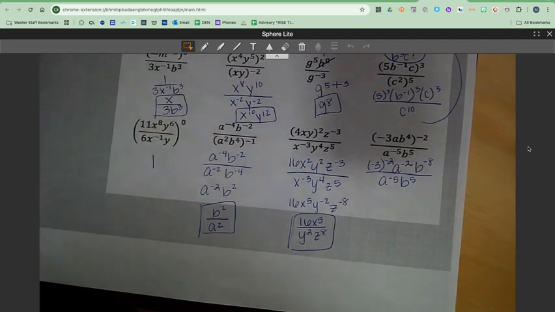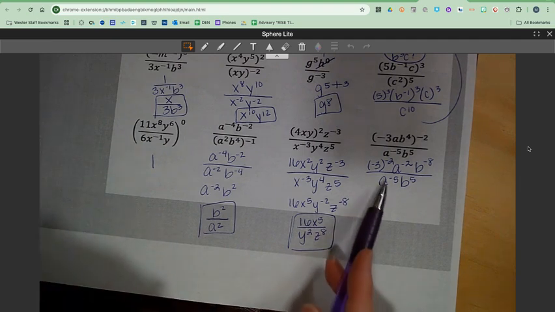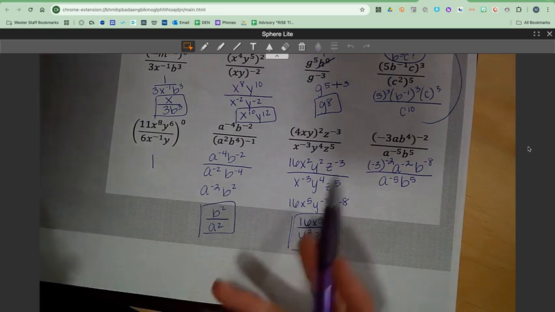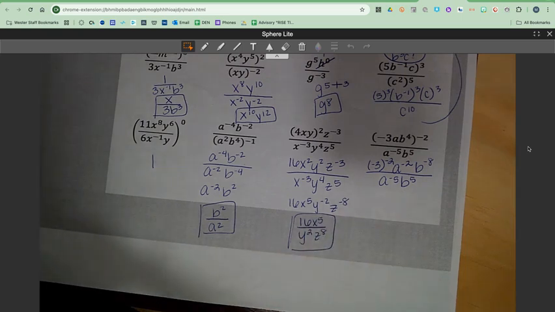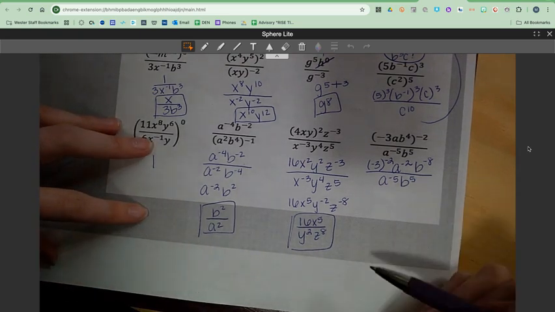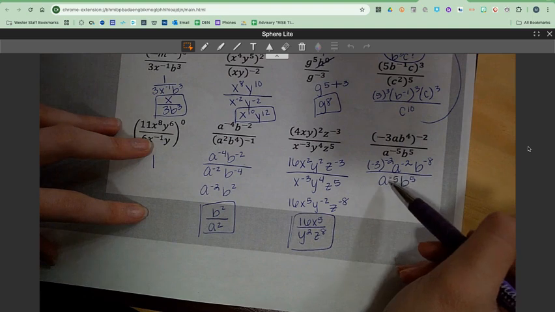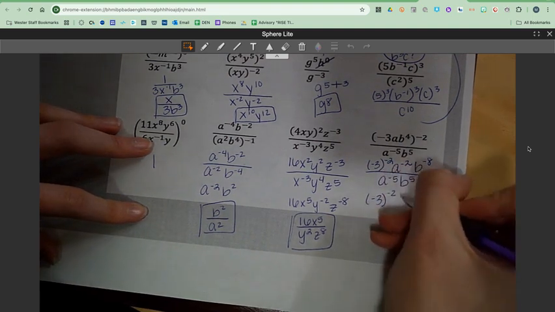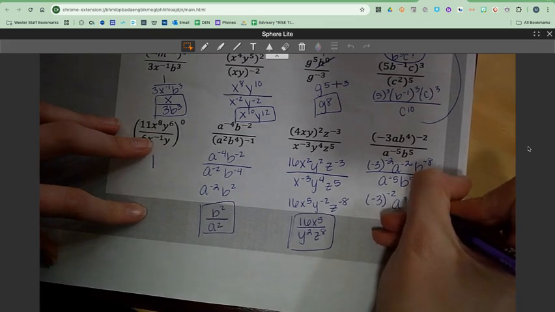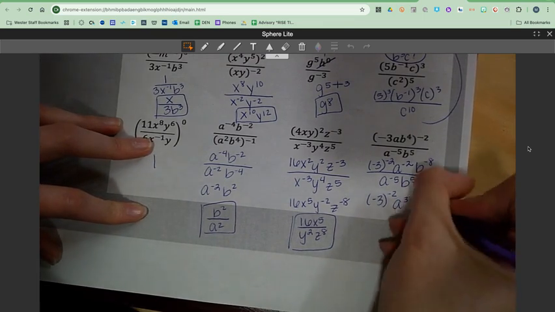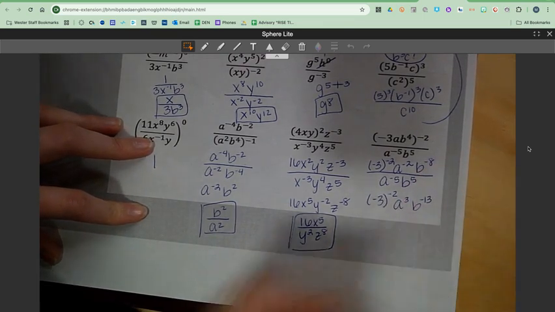Okay, normally I would go ahead and deal with the coefficients, but because I have a negative exponent, I'm going to wait until I move it to the correct location. So we're just going to keep this as negative 3 to the power of negative 2 for now, and we're going to do our division rules. Division rules means same base, you're subtracting the exponents. Negative 2 minus negative 5 will actually become a positive 3. So now we have negative 3 to the power of negative 2, a to the positive 3. Then we have negative 8 minus 5, so this is going to become b to the negative 13th.